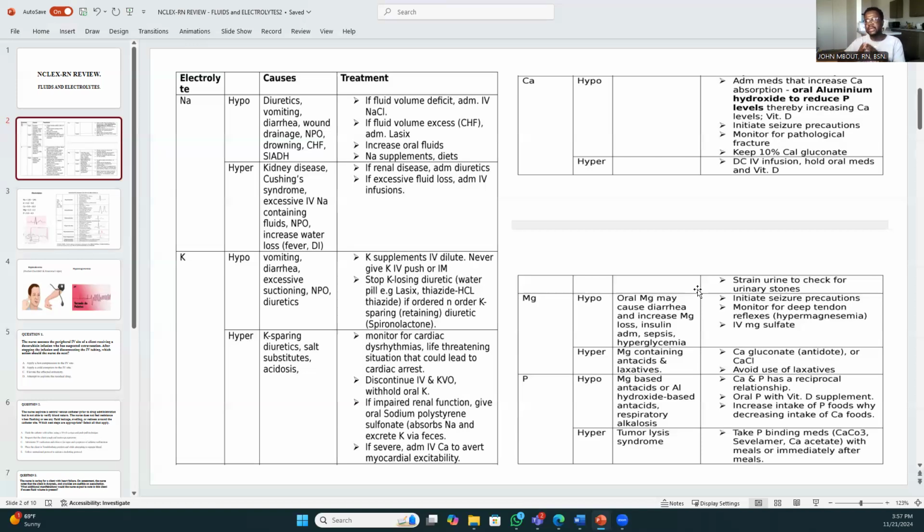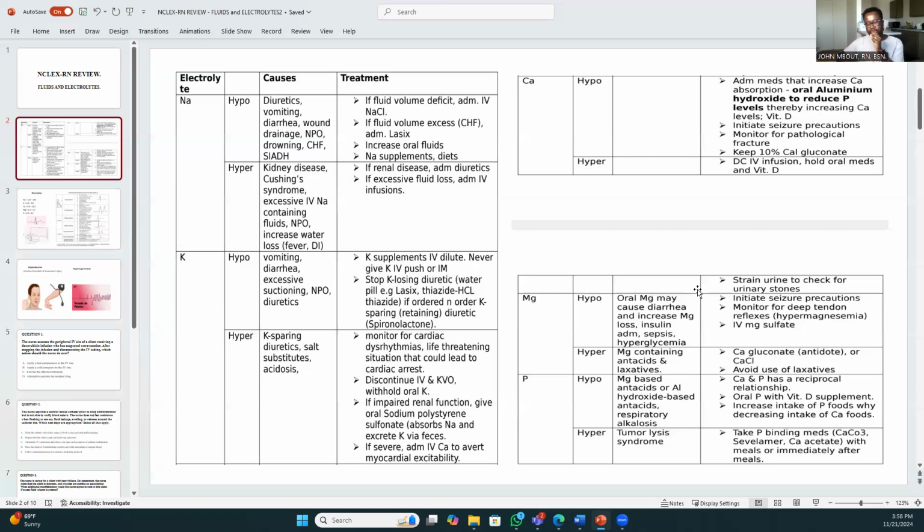Seizure precaution if somebody has a low calcium level. Seizure precaution. Electrolytes have effects on our skeletal system. This patient can have pathological fractures. But when the patient has excess calcium, hypercalcemia, you have to do what? Immediately stop the IV infusion if calcium was ongoing, was infusing. Stop oral vitamin D that the patient has been on. You have to strain the urine to check if there are some urinary stones. This is what you do.